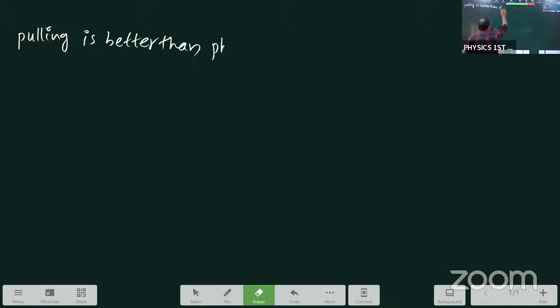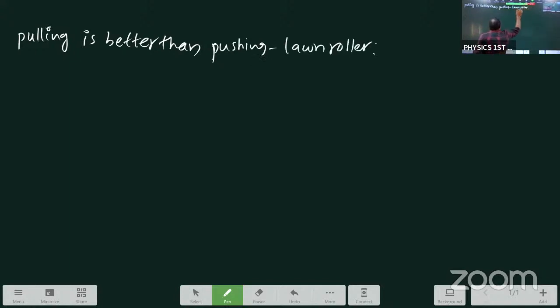Pulling is better than pushing in the case of a lawn roller. In examination, they're asking why a lawn roller is preferred. Pulling is better than pushing. In the case of a lawn roller, we always prefer pulling compared with pushing. What is the reason for that?